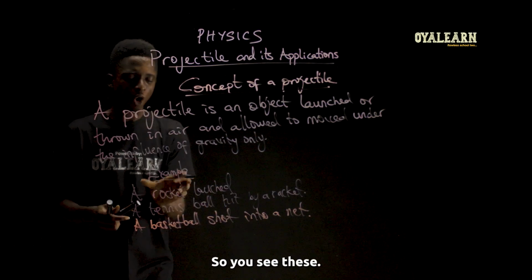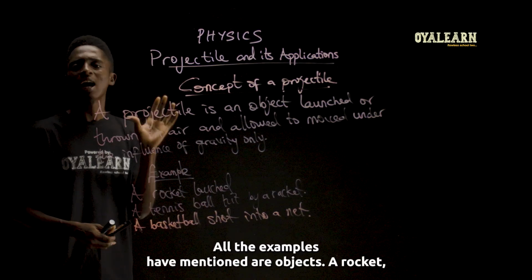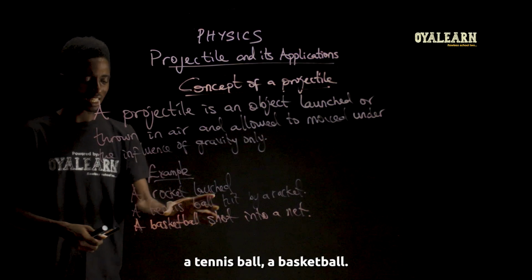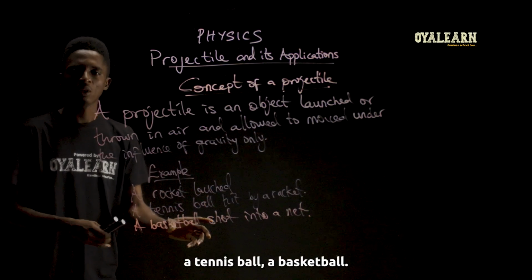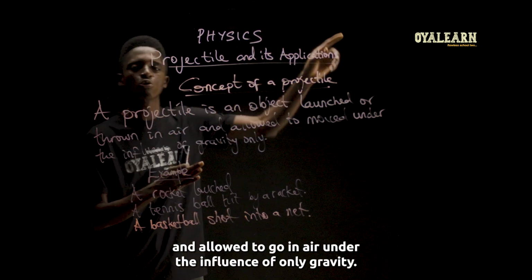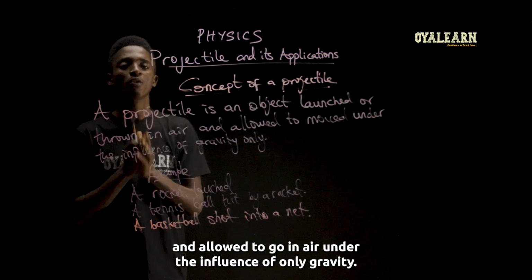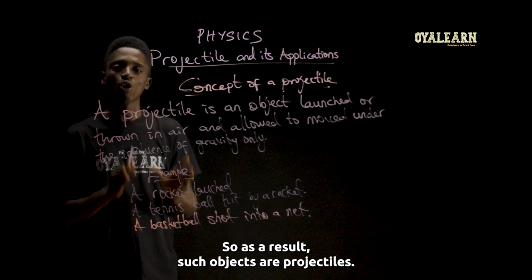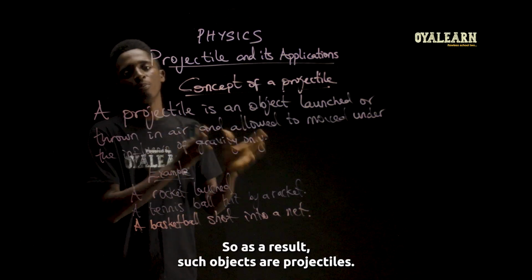So you see, all the examples I've mentioned are objects: a rocket, a tennis ball, a basketball. Now, when you look at the motion that they undergo, they are launched and allowed to go in air under the influence of only gravity. As a result, such objects are projectiles.